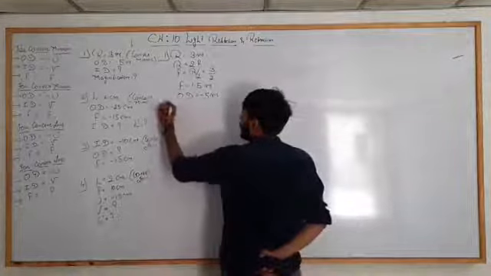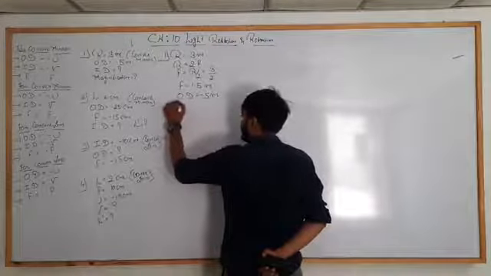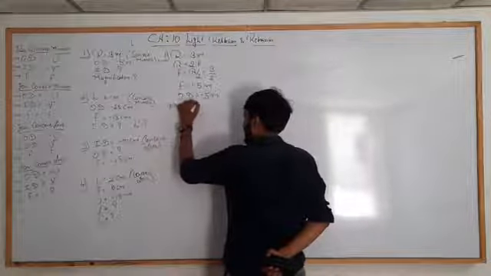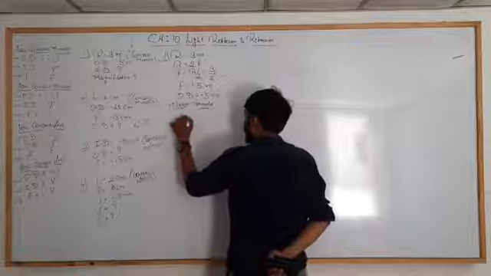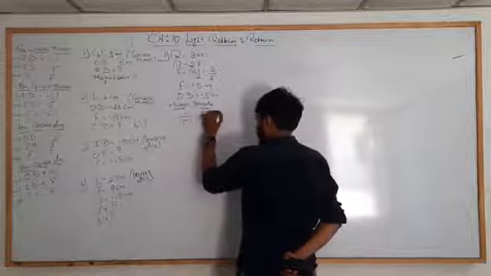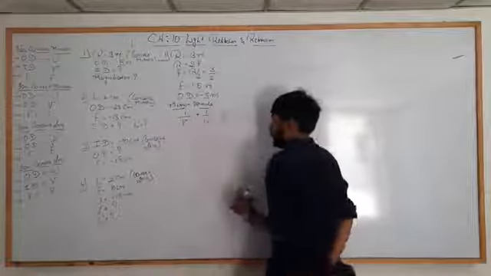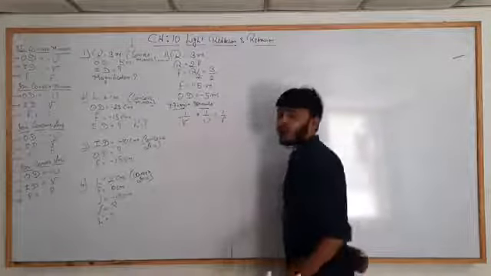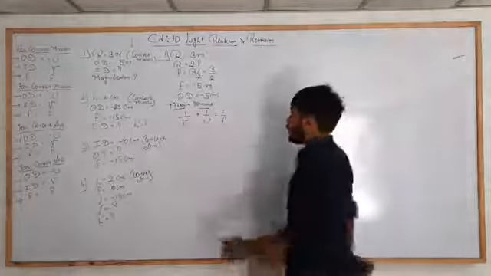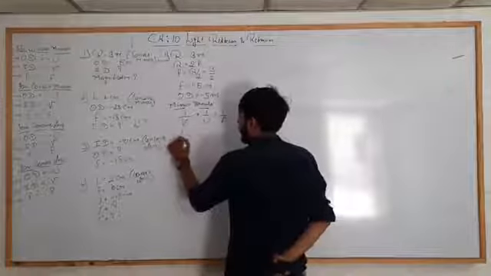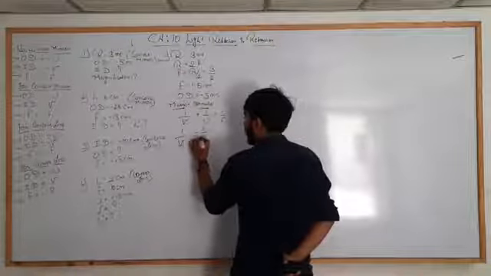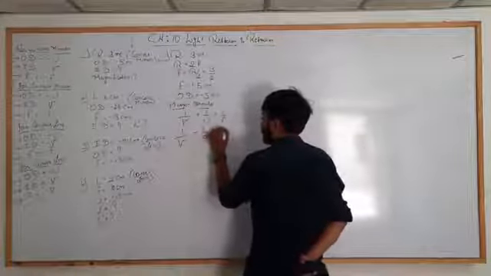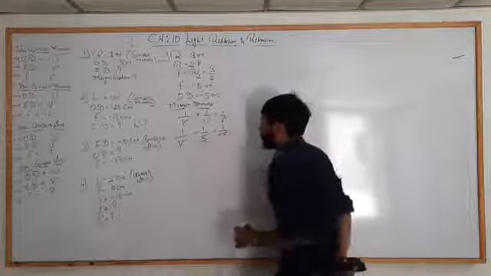So the mirror formula states that 1 upon V plus 1 upon U is equal to 1 upon F. We can substitute the values over here. So that becomes 1 upon V minus 1 upon U. What is U? That is minus 5. And 1 upon focal length, that is 1.5.